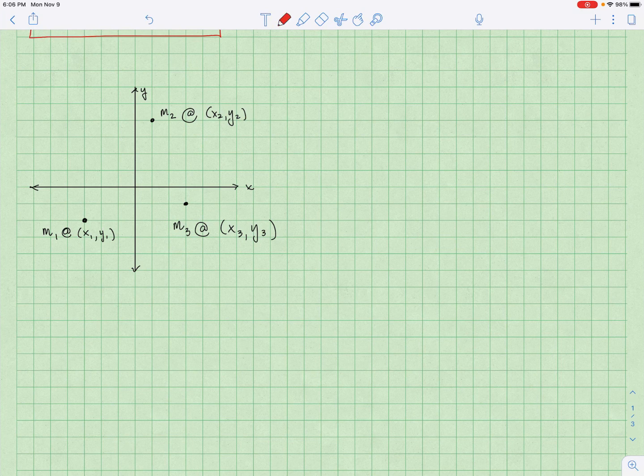The way that you can think about this, in this particular case, is think about each one of those masses as being a ball. I'm going to try to draw this with some perspective.